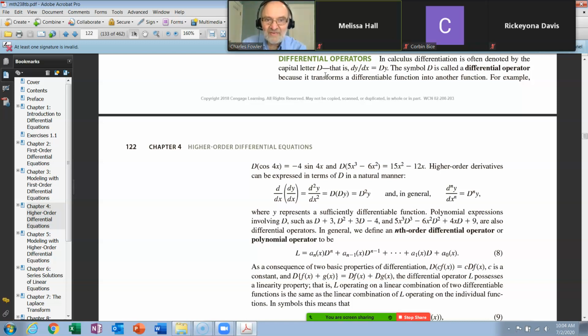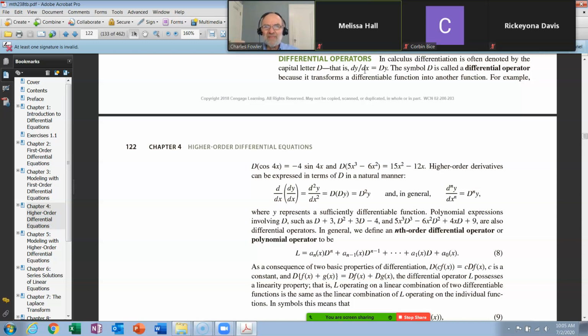So here's what that D stands for. It just stands for d by dx, or d by dt, or d by d, whatever your independent variable is. That's what the D stands for. And then whatever function you're operating on goes to the right of it. So capital D y means dy dx, or dy dt, or whatever your independent variable is. That symbol D is called the differential operator because it transforms a differentiable function into another function.